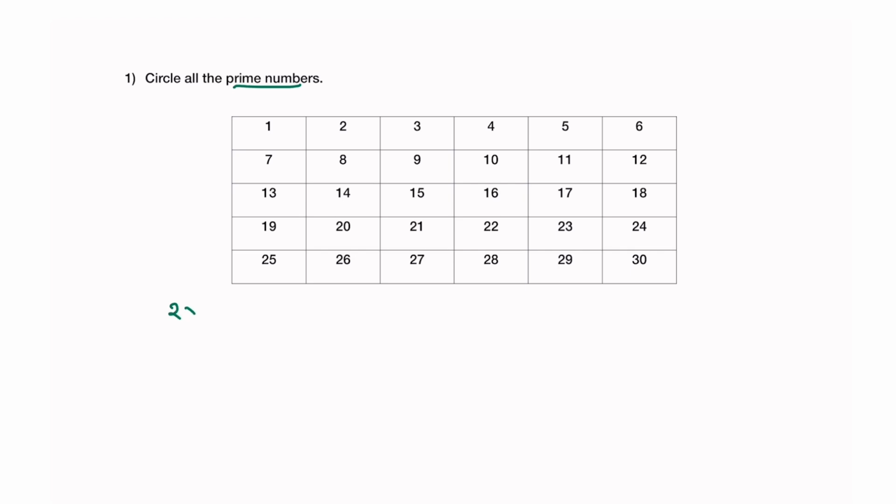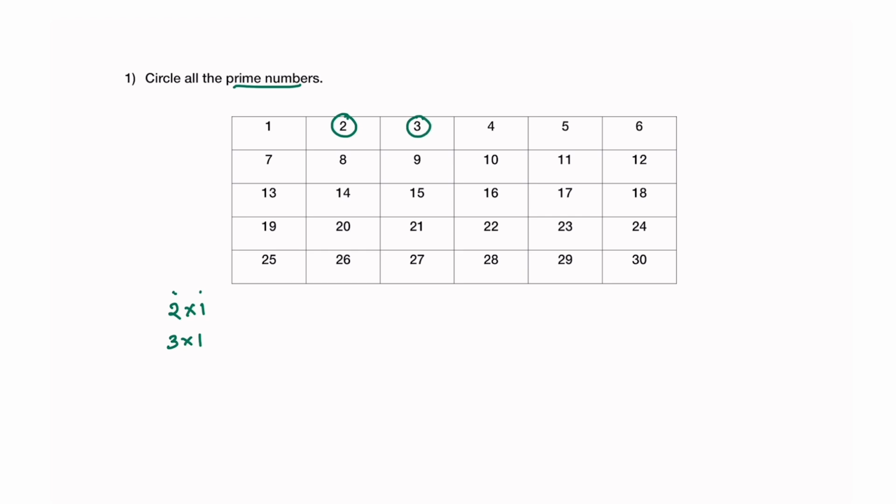2 we write as 2 times 1. That's it. We cannot write it any other way. So we see that it has two factors, 2 and 1. So 2 is the number itself and 1, right? So this is a prime number. Remember that 2 is the only even prime number. All the other prime numbers are odd numbers. So anytime you see an even number which is not 2, you can directly say that it is not a prime number. 3 we can write as 3 times 1 only, right? So this is a prime number.